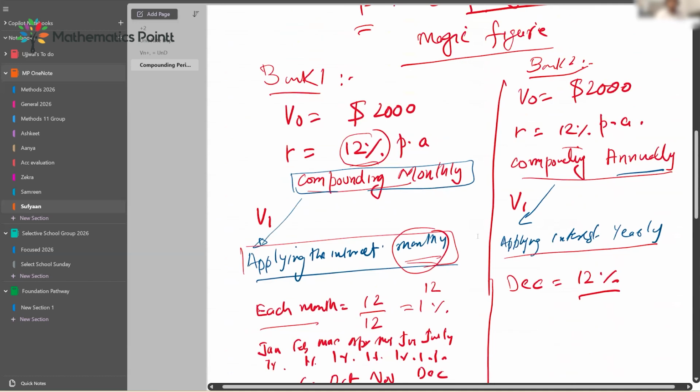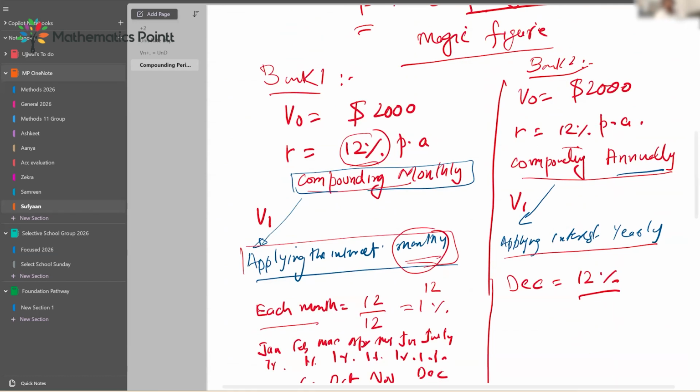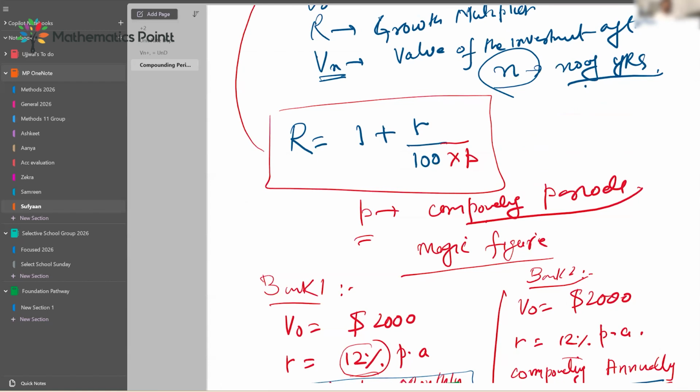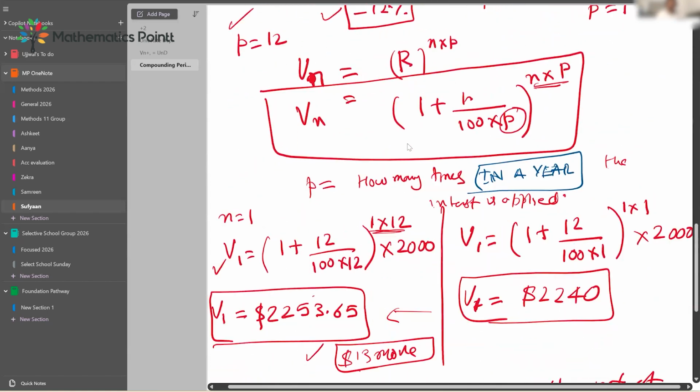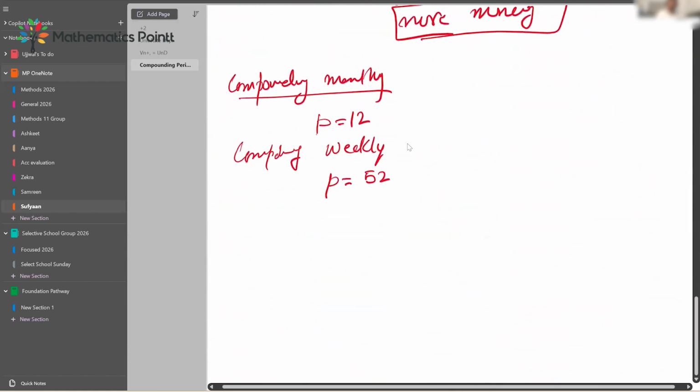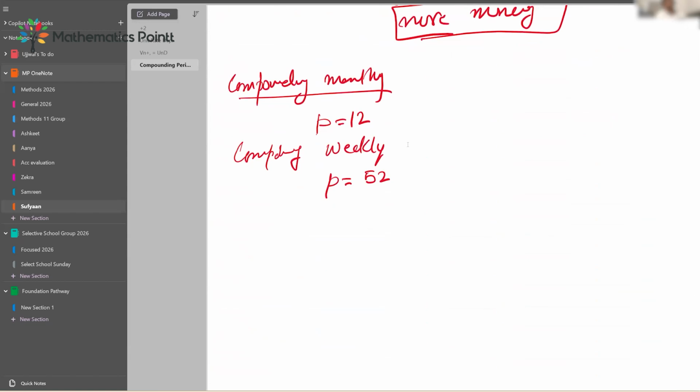to say compounding weekly, I will get even more money. But how come you're getting more money for interest being applied more often? Wouldn't it be better if you get interest only applied once, like once every 12 years? Good question. It is simply because of the nature of the compound interest.